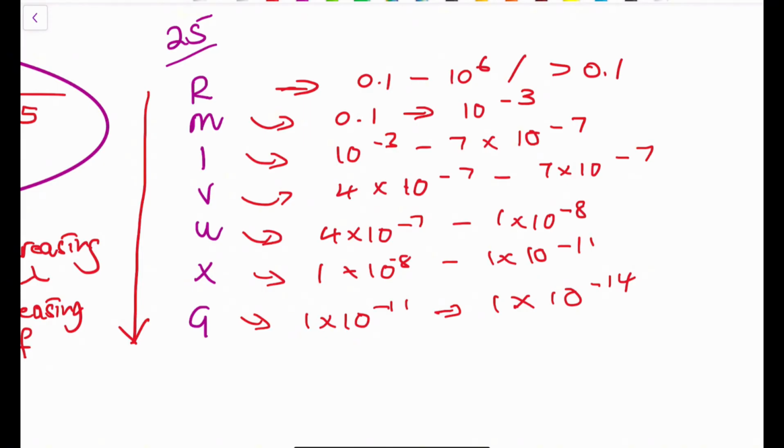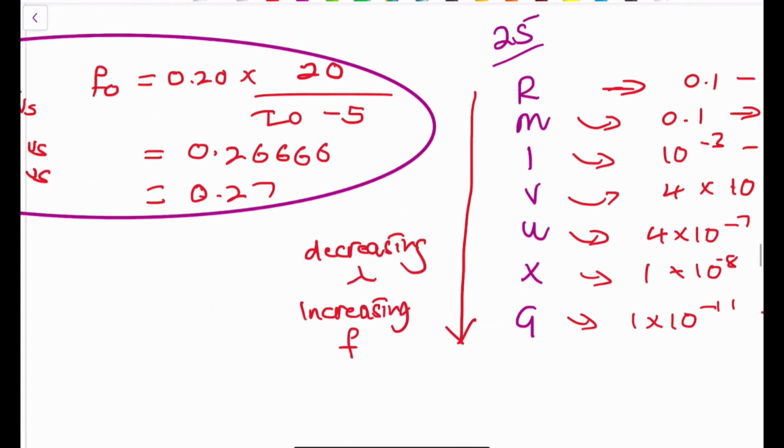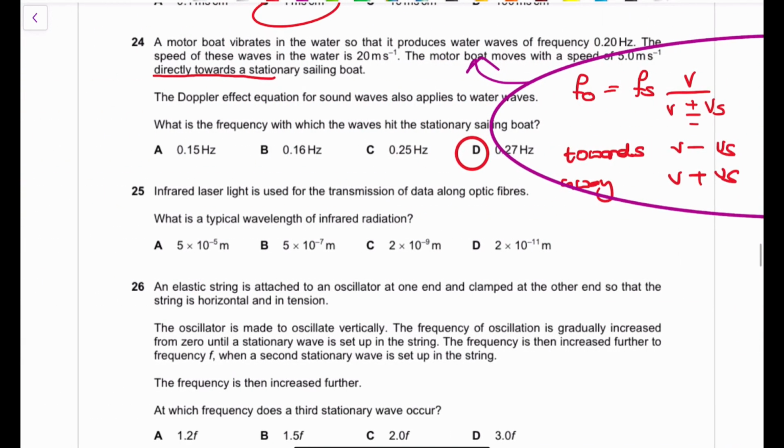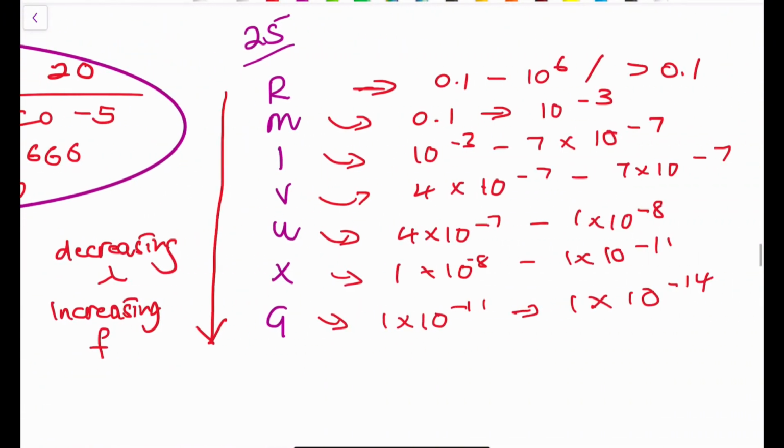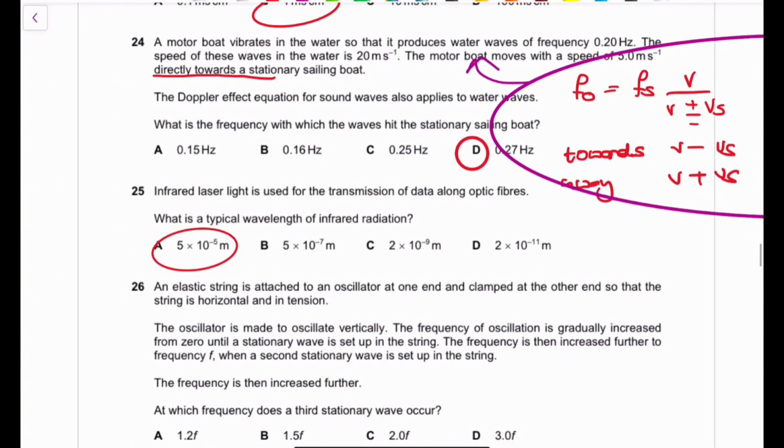So there's no way to sugarcoat this. There's no shortcut to memorize this. I would highly recommend you sit down and study these wavelengths so you understand them much better. This is what we're looking at whenever we talk of wavelengths and how they vary. So if we look at infrared, it's basically going to be 5 times 10 to the power of negative 5. It's from 10 to the power of negative 3 to 10 to the power of negative 7, and 10 to the power of negative 5 lies in between. So the answer is going to be A.